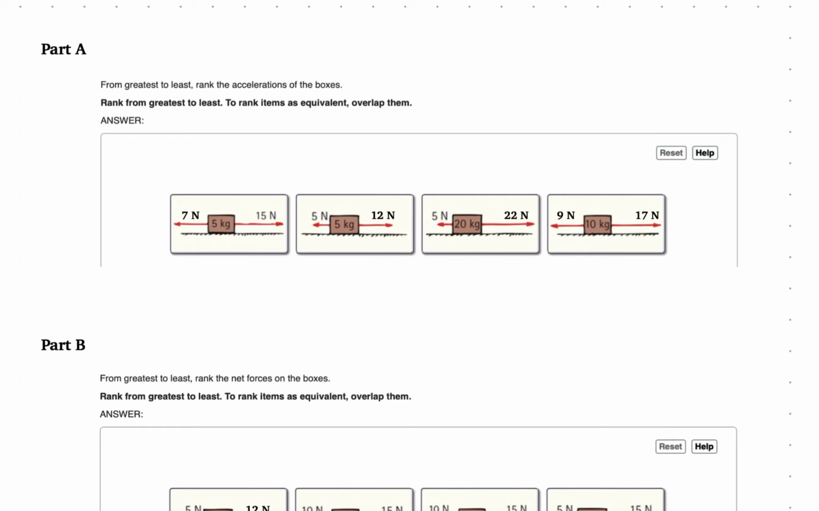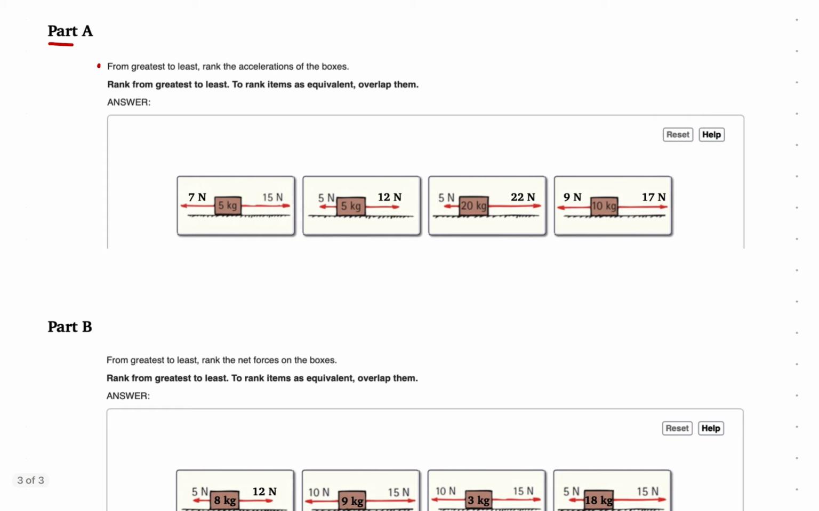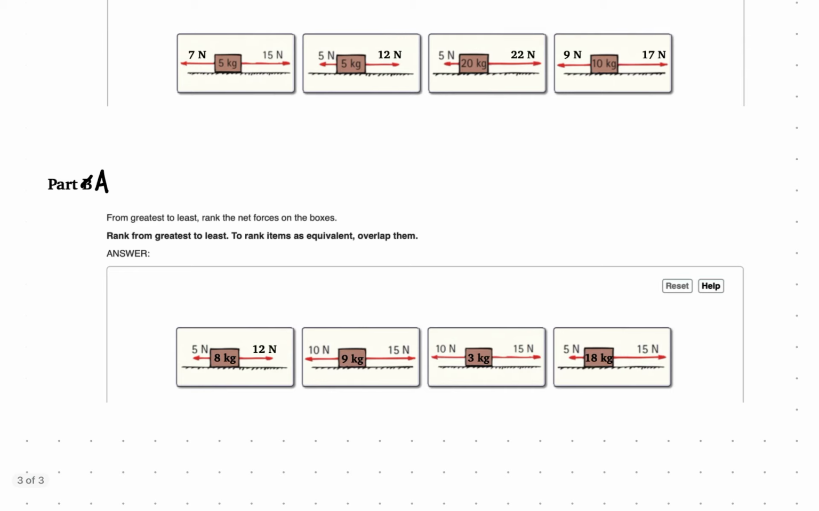So we are asked, in part A, to rank the acceleration of the boxes from greatest to least. Okay, and we can take a look at that. Oh, actually, I can see here that this should be part B and this should be part A. And so we'll start with the correct part A right down here.